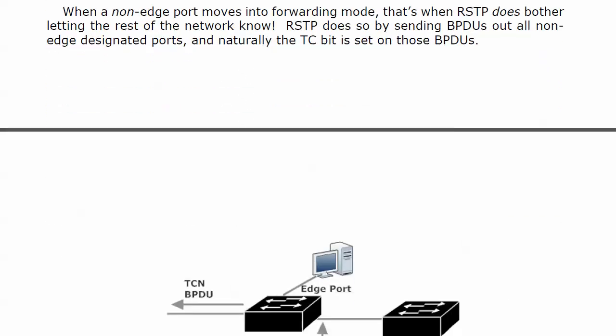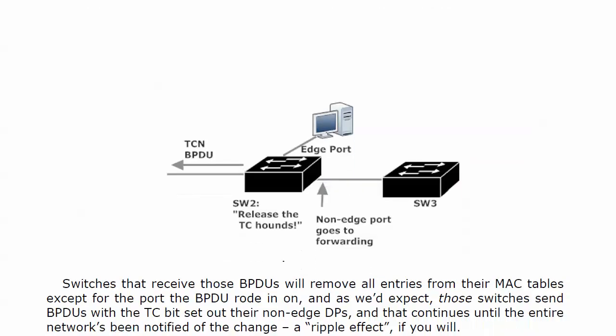However, when a non-edge port moves into forwarding mode, that's when RSTP does bother letting the rest of the network know. RSTP does that by sending BPDUs out all non-edge designated ports. And as we'd expect, the TC bit, the topology change bit, is set on those BPDUs. Switches that receive those BPDUs are going to remove all entries from their MAC tables except for the port the BPDU came in on. And those switches send BPDUs with the TC bit set out their non-edge DPs. And that continues until the entire network's been notified of the change.